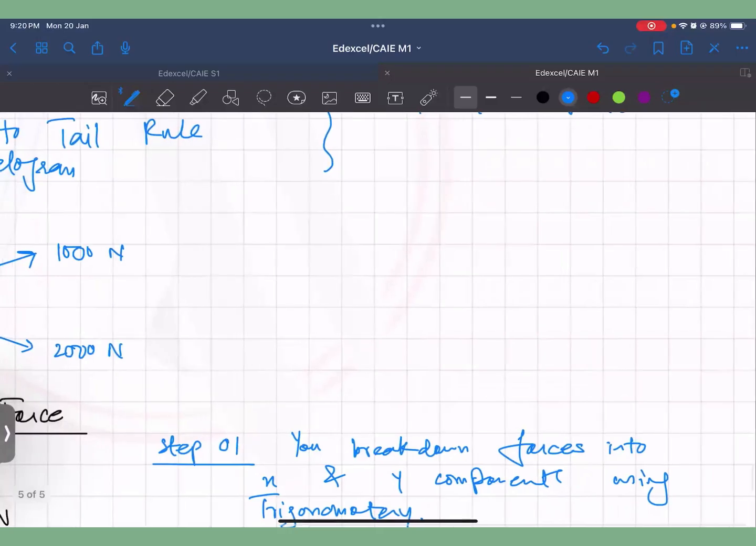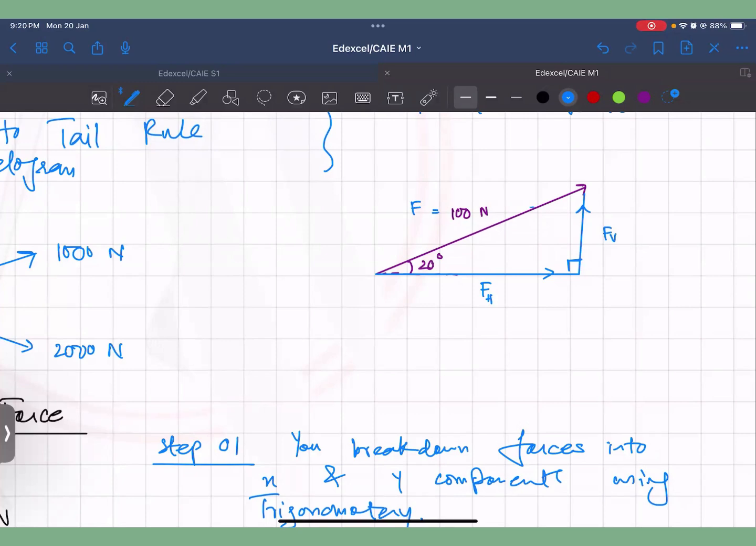Over here, we can work. Let's suppose there is a vector like this. This is 100 Newton, and it is at an angle of 20 degrees with the horizontal. Now if I break it down into two vectors, the horizontal component would be something like this, and the vertical component would be like this, and both of these would be perpendicular to each other. This is the force, this is the horizontal component of the force, and this is the vertical component of the force.